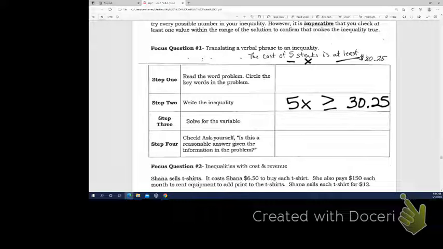So at least is actually going to show us that it could be more than that. Just like if I told you it's going to take at least 10 minutes, that you probably should figure on 20 because it's going to be a 10 or more. And then when we solve for the variable, we're still dividing, in this case, by 5. So we got here $6.05, I believe.